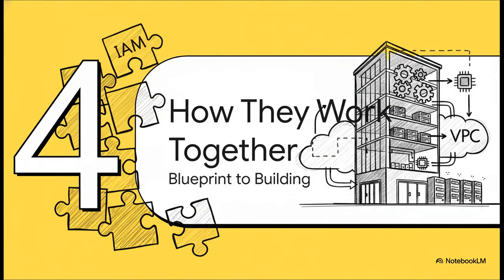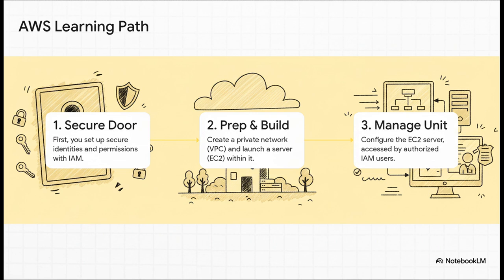So we've looked at all the individual pieces, but the real magic, that real aha moment, comes when you see how they all lock together so perfectly. So let's pull back and look at the whole blueprint. This flow is exactly how you'd start building for real in AWS. Step 1, you secure the front door with your IAM permissions. Step 2, you prepare the land by creating your VPC, and then you build your office, the EC2 instance, inside of it. And finally, step 3 is all about managing that office, using that secure IAM identity you created to get in. See, each step just builds right on top of the last one.